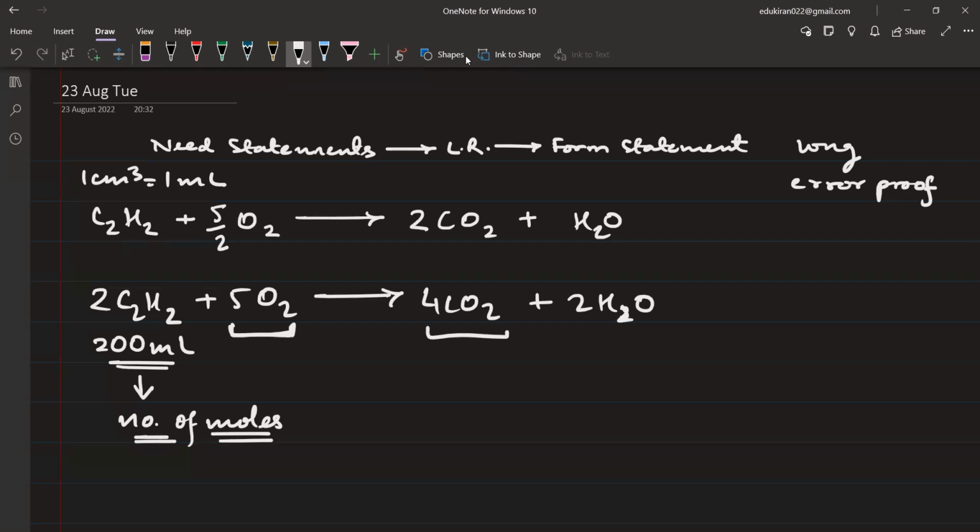Okay, fine. Now you see 1 centimeter cube to 1 ml could be found by Google or textbook. Then you have to write this equation. You already knew this equation. Acetylene is C2H2, which you can also find from Google. Next, this is the balanced chemical reaction. You can already do the balancing of the chemical reaction. Then from 200 ml to number of moles, you can already do this. Right? Do I need to go more?